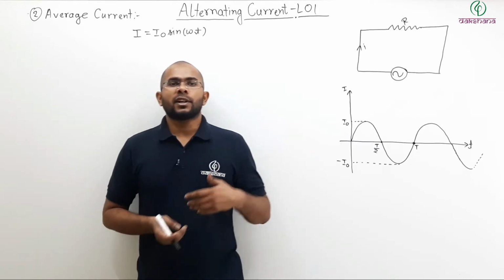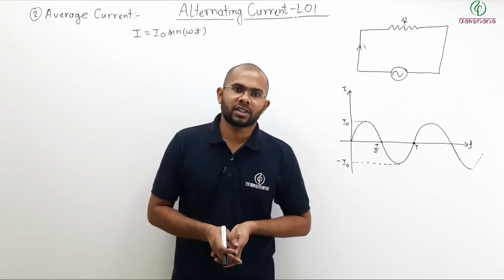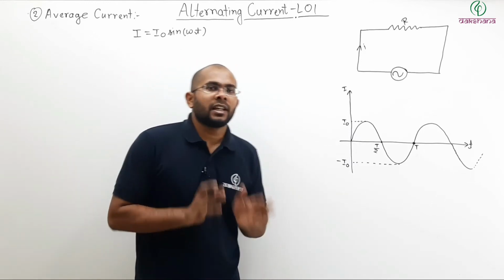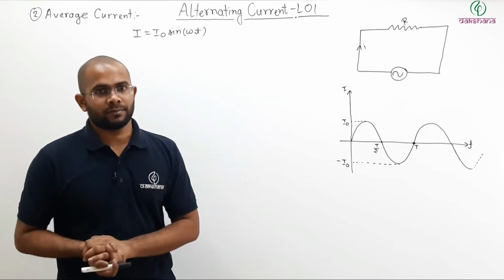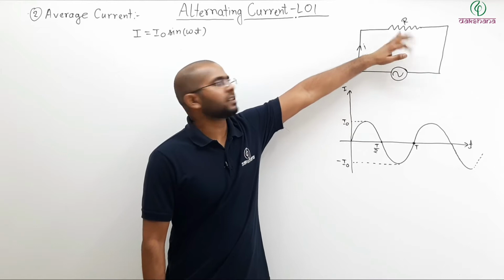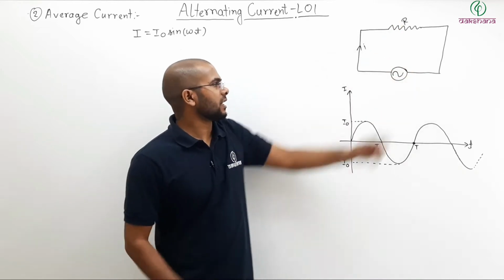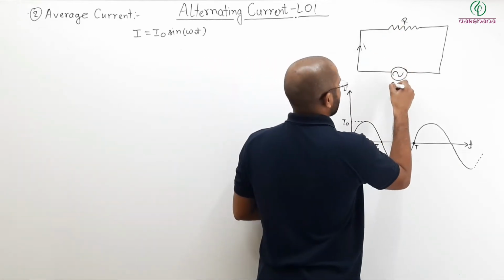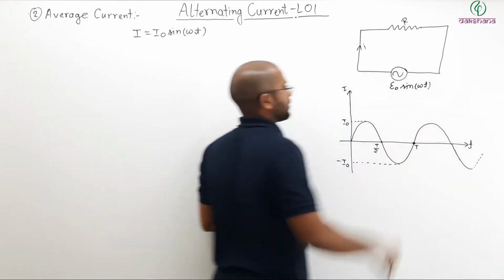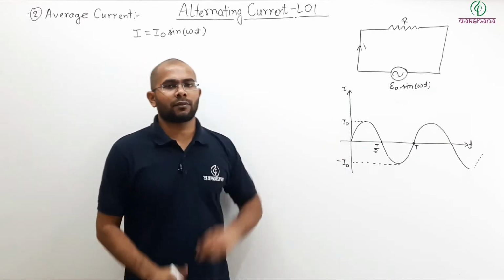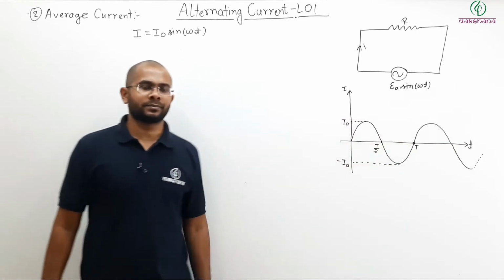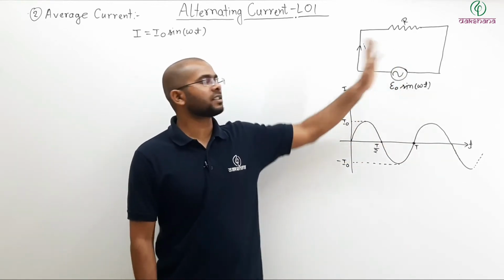Now that we have seen the general definition of average current, let us talk about how we can calculate average current in the case of an AC source. Here I have a simple circuit with just a resistance R. There is an AC source. Let us say that the EMF supplied is E0 sin omega t. That is the EMF supplied by this source, and there is a current flowing. Here I have drawn the graph of current versus time for this circuit.